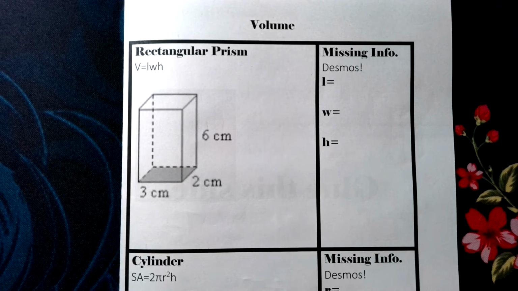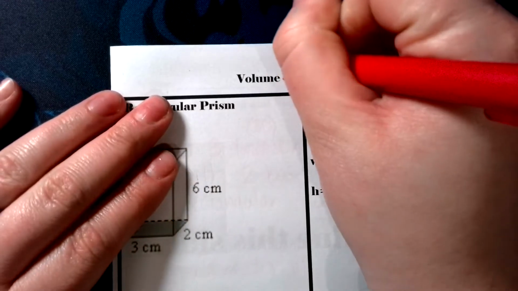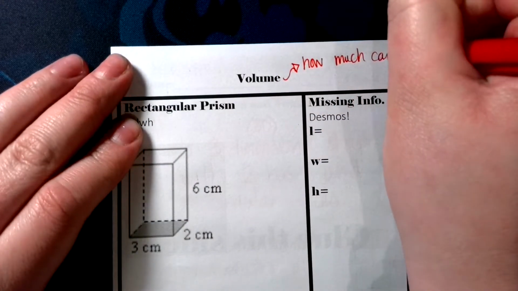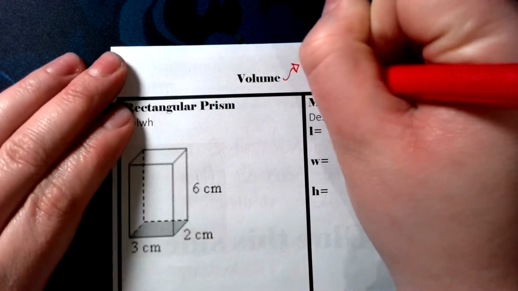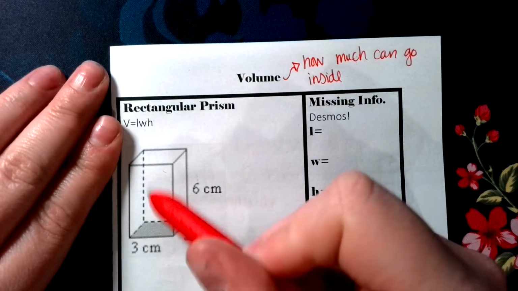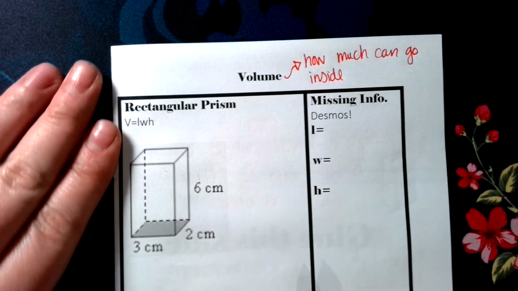Now we are on to volume. Volume is how much stuff can go inside. How much can go inside the shape. So if this is like a box of cereal, how much cereal can I put inside of that box?